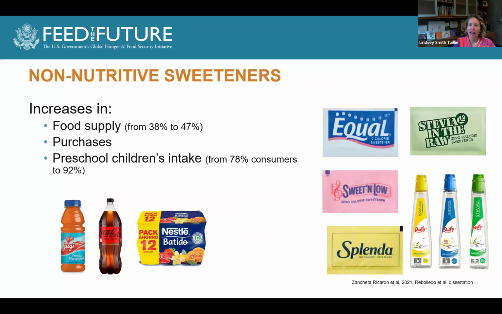And then the other thing that happened in Chile was that we saw this increase in non-nutritive sweeteners. If you recall, I said that beverages had the biggest drop in sugar. What happened was that they replaced that with non-sugar sweetener. So the prevalence in the food supply increased from 38% to 47%, purchases of non-sugar sweetener went up, and preschoolers' intake went up as well.